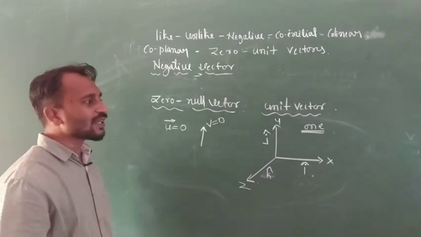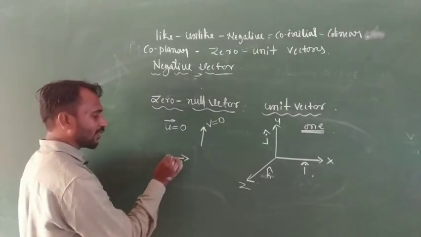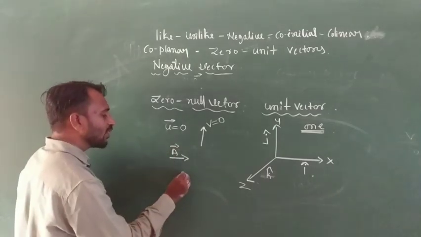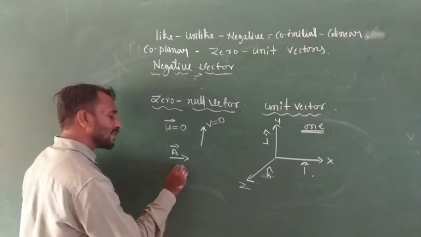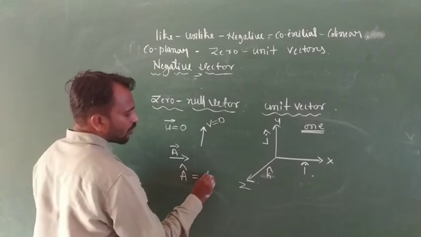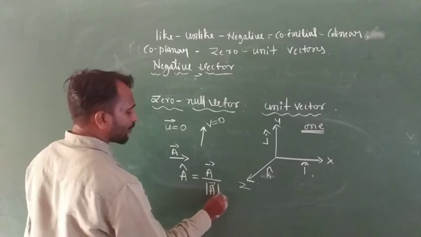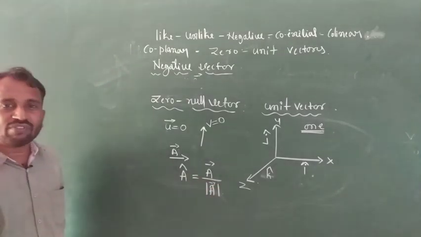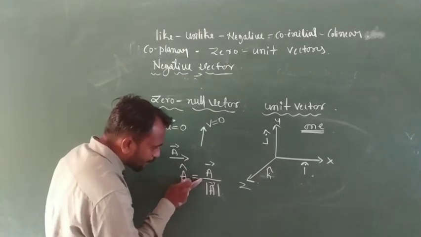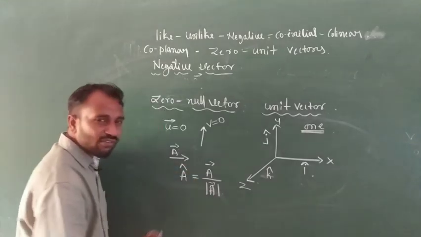Okay, how do we represent a unit vector? For example, here we consider vector A. The representation of its unit vector is A cap. A cap is equal to vector A divided by the modulus of vector A.